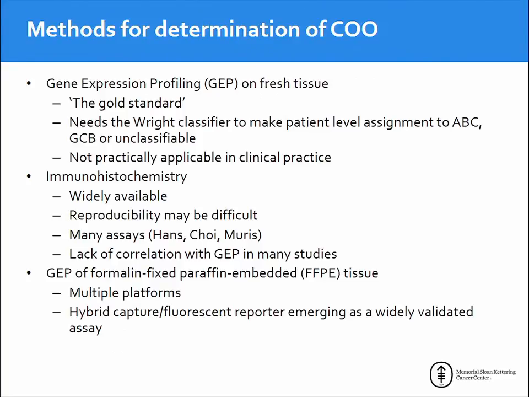So we can do gene expression profiling on fresh tissue. It's the gold standard, totally not a clinical tool. We can use immunohistochemistry. Well, that's great. Pathologists love it. It's widely available. However, reproducibility is a bit of a problem, and there are many different algorithms for determination of cell of origin, and there may be lack of correlation with the gold standard.